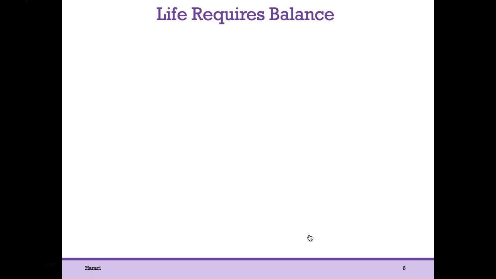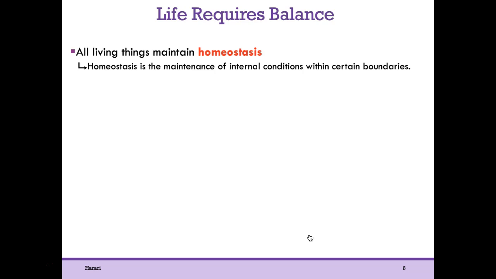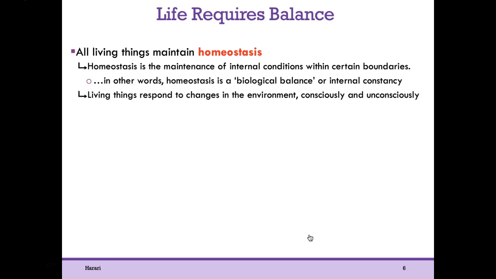The second thing is that life requires balance. And all living things maintain homeostasis. Homeostasis is the maintenance of internal conditions within certain boundaries. So in other words, homeostasis is like a biological balance. It's internal constancy. So all living things require the ability to maintain internal constancy. All living things must be able to respond to changes in the environment. And this can be conscious responses or unconscious responses.